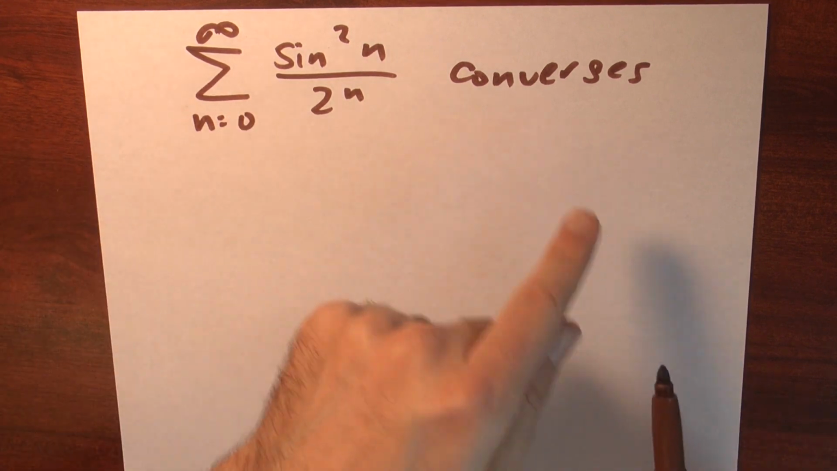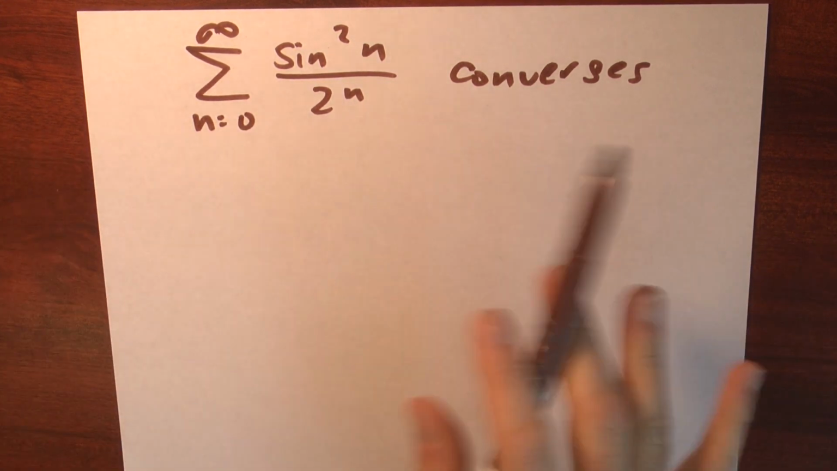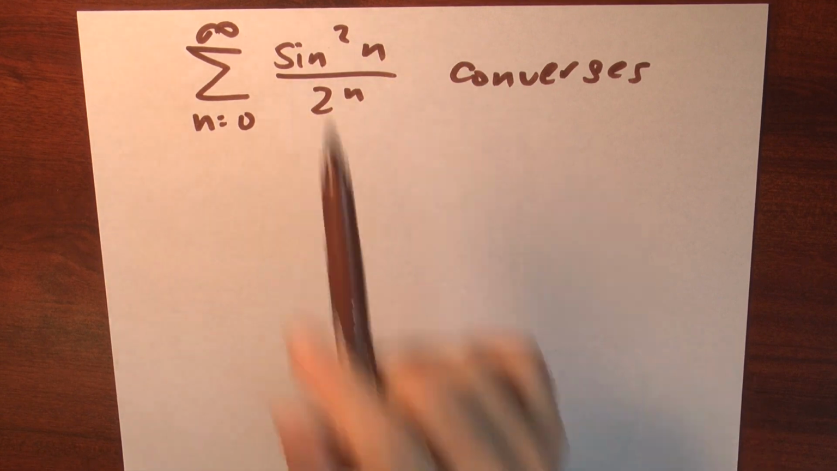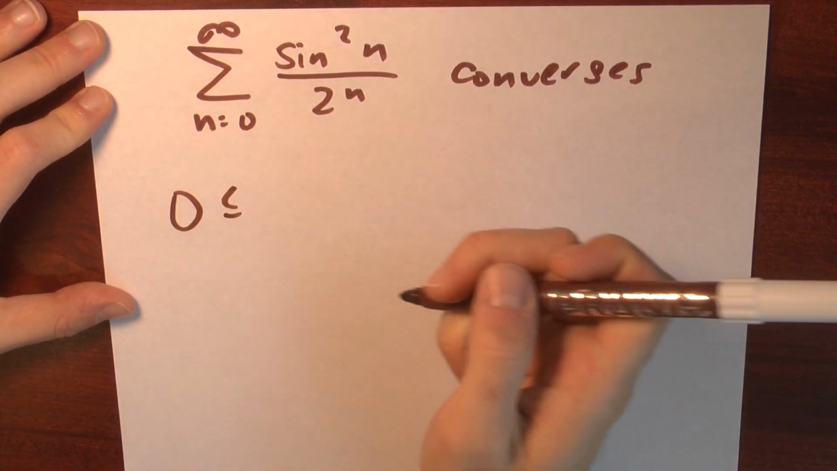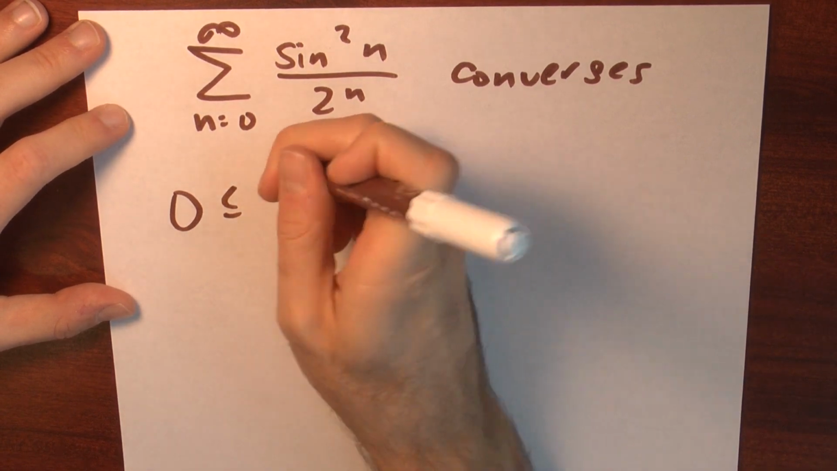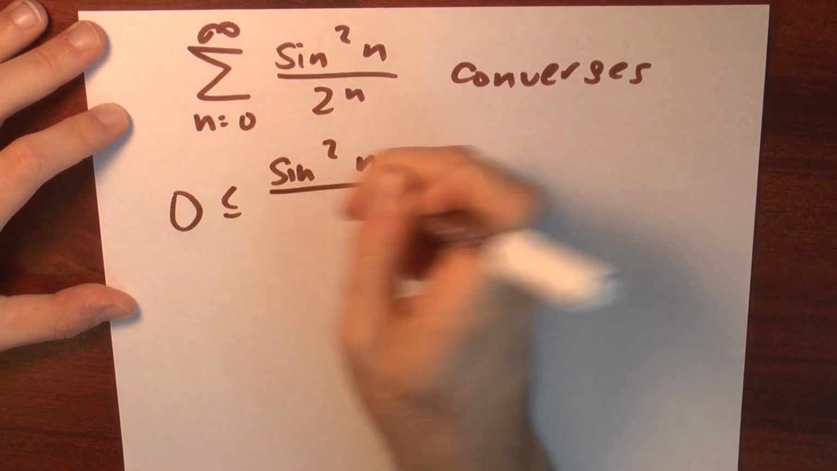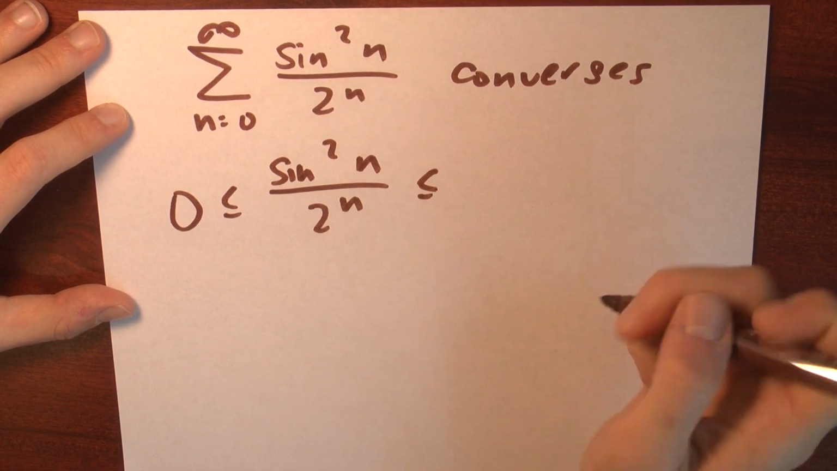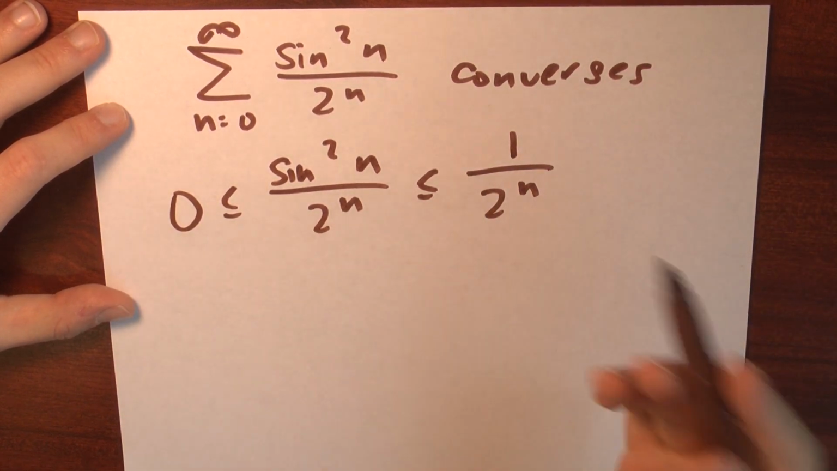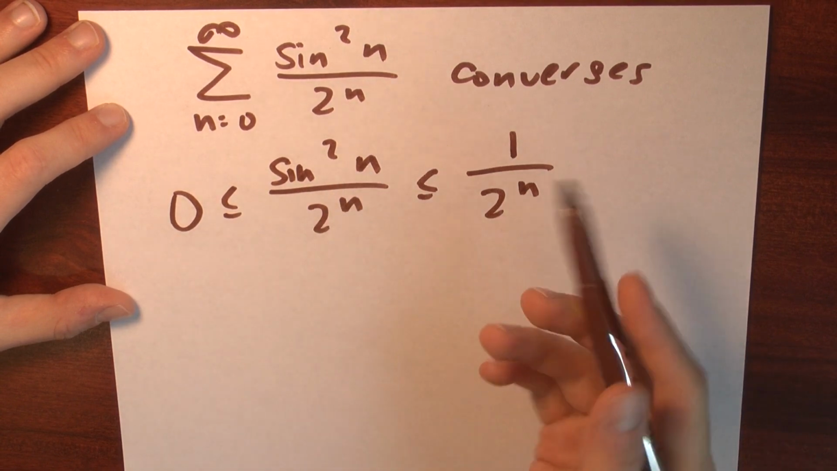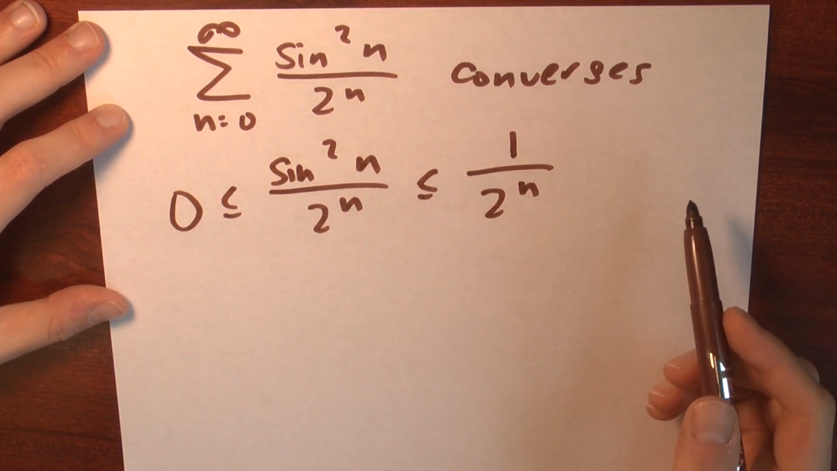And that series converges. But remember why. Let's recall how we prove that this series converges. What we did was to compare it to a geometric series. So 0 is less than or equal to sine squared n over 2 to the n, which is less than or equal to 1 over 2 to the n. And these inequalities just follow from the fact that sine squared is trapped between 0 and 1.